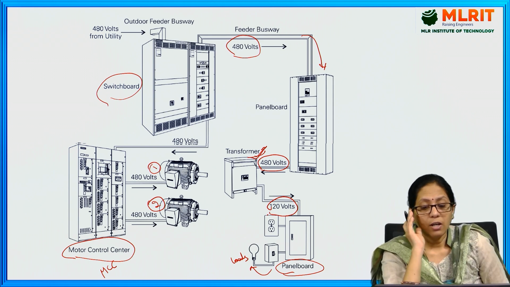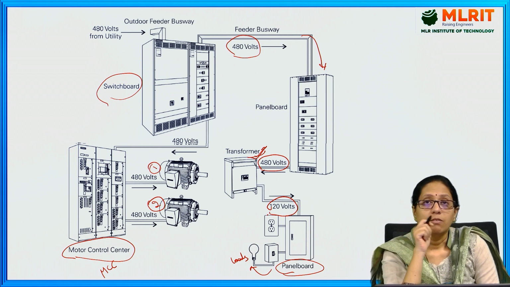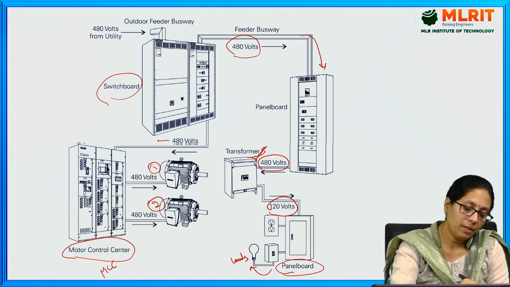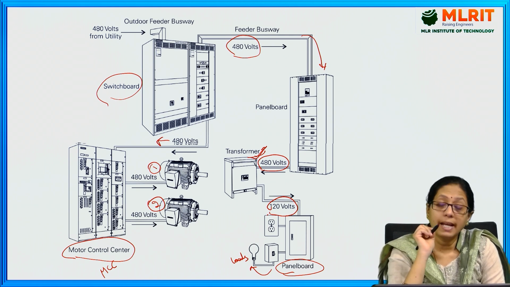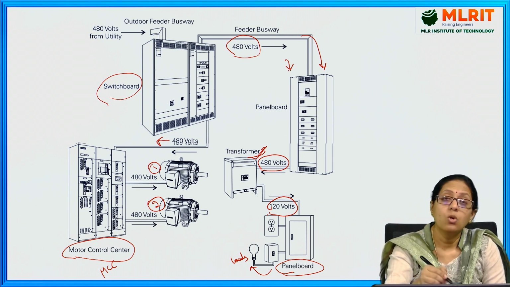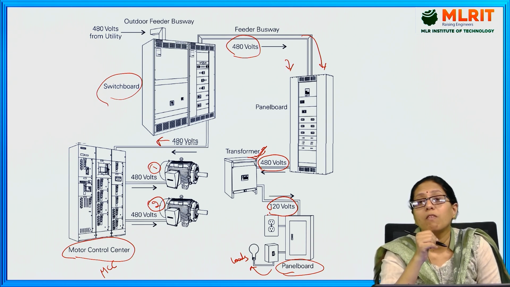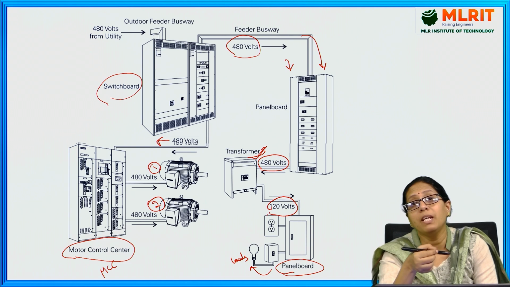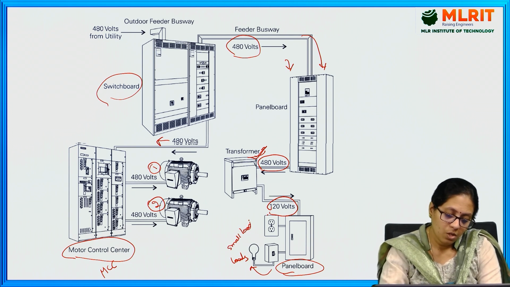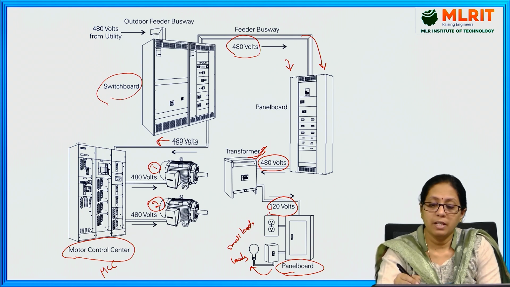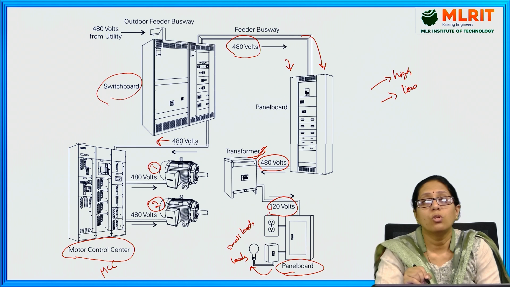So this control panel is divided into two ways. The first way is connected to higher loads, that is motors. The second way is connected to small loads, that is for lighting purpose. By using a transformer, we reduce the voltage and connect these small loads. So the switchboard is connected to high loads as well as low loads also.